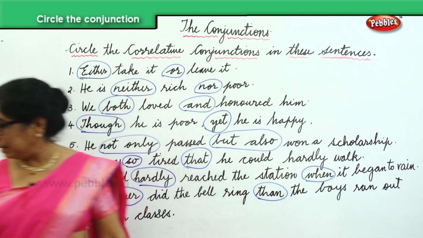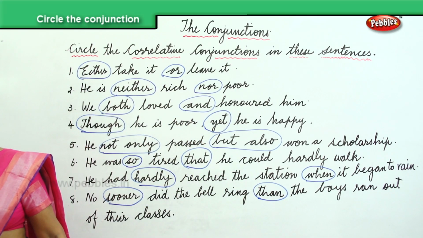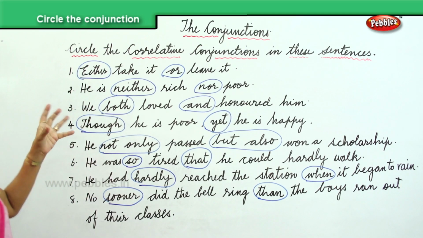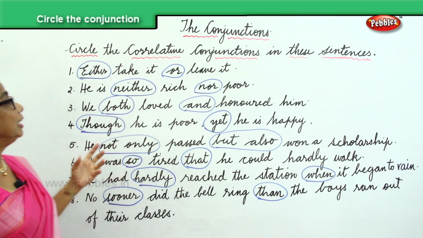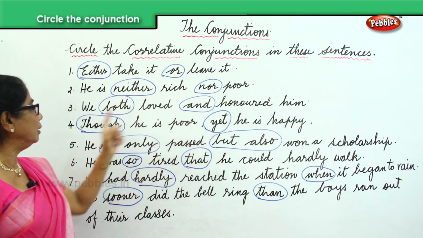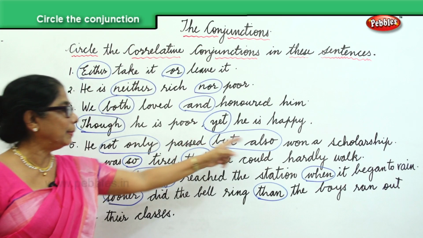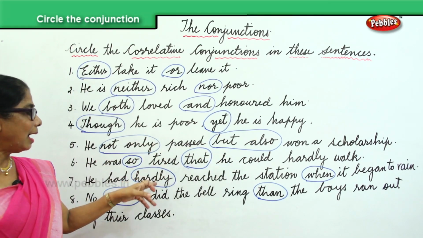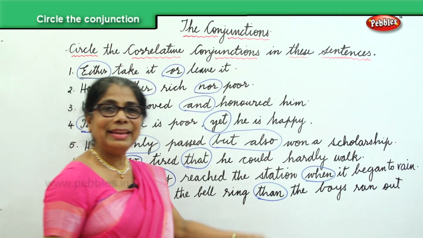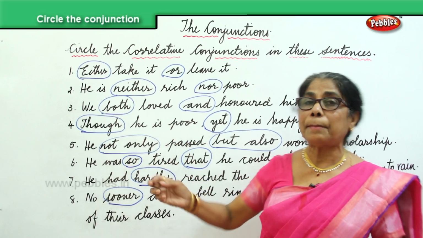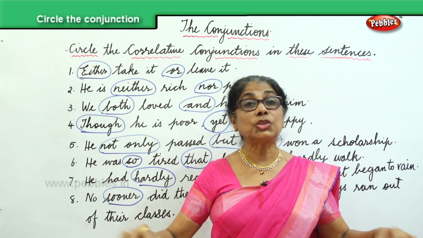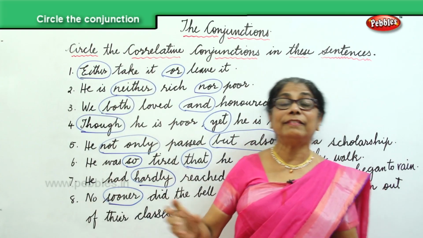In all these sentences, we have two conjunctions, and when there is a pair of conjunctions, we call it a correlative conjunction. Either or, neither nor, both and, though yet, not only but also, so that, hardly when, no sooner than. In all these sentences, we have used a pair of conjunctions, two conjunctions in a sentence. So we call that a correlative conjunction.